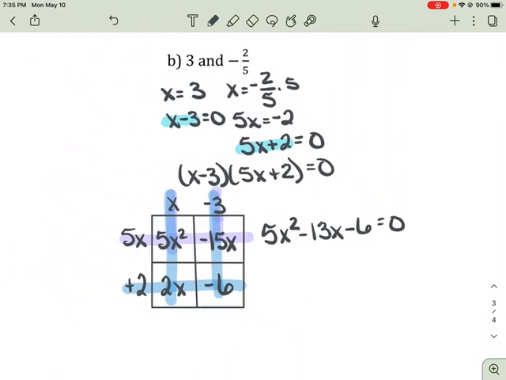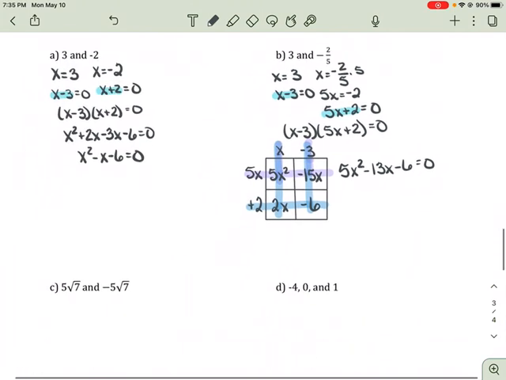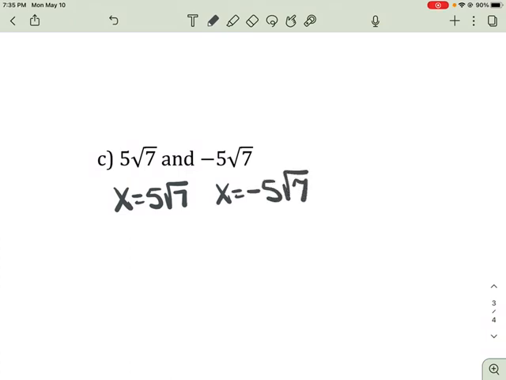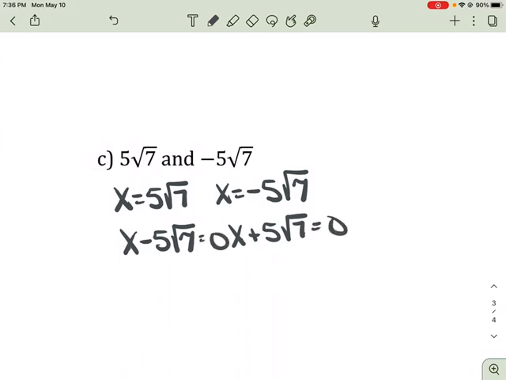Okay? All right, so let's do this one. All right, yes, radicals, we're going to be fine. Okay, so x equals 5 square roots of 7. X equals negative 5 square roots of 7. Okay, so we're going to have x minus 5 square roots of 7, x plus 5 square roots of 7, okay, equals 0. Okay, so we're going to multiply those together. Pick your method.